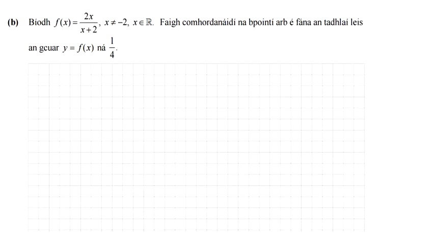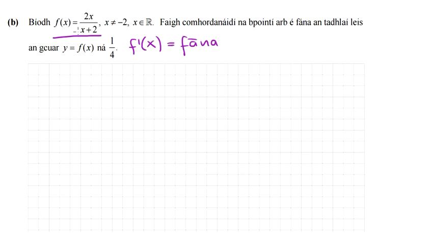On to part B. We're told that f of x is equal to 2x over x plus 2, where x does not equal minus 2, and x is an element of the real numbers. Find the coordinates of the point where the tangent slope of the curve of f of x is 1 over 4. So we know the slope of the tangent at any point is the f dash of x of this function. So we're going to differentiate.